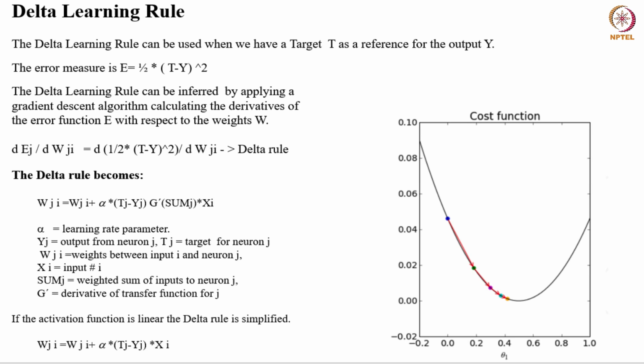Let us now turn to the weight updating rule, in this case called the delta learning rule. This rule, as has been said, is based on the gradient descent method and an error measure based on average square errors. In this case, the error measure is assumed to be the square of the difference between the target value and the output value, divided by 2.